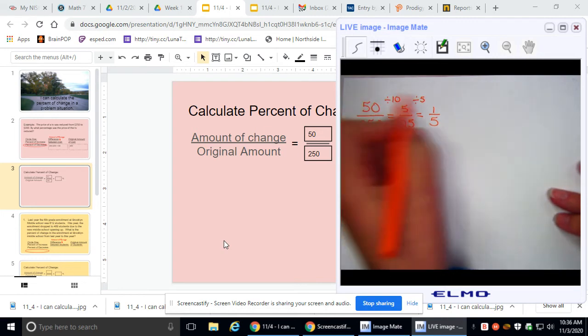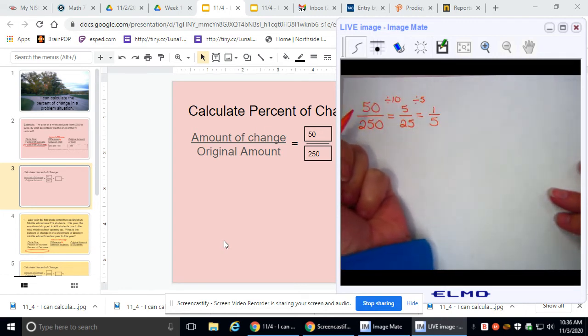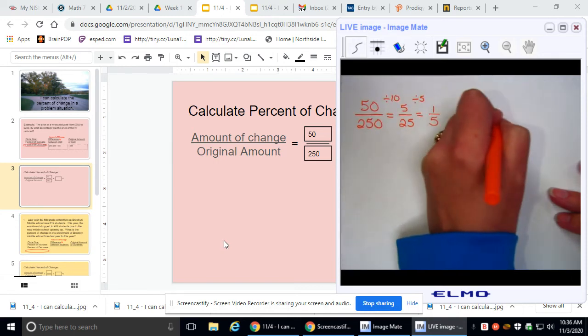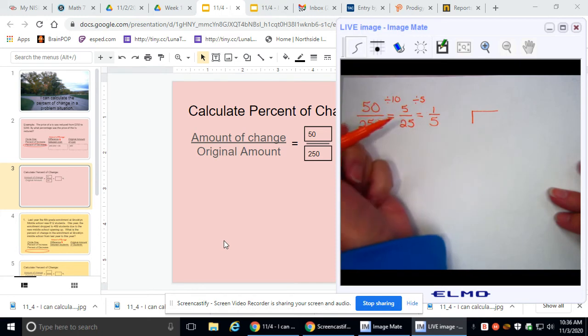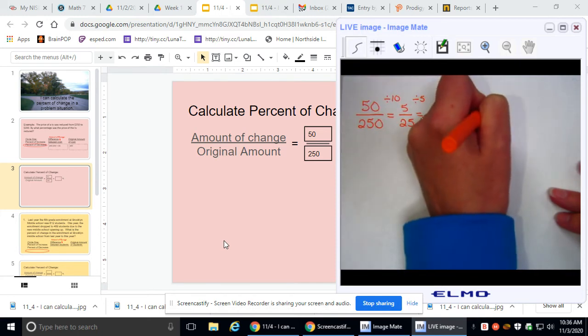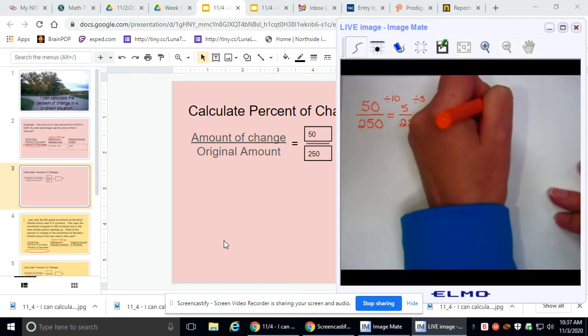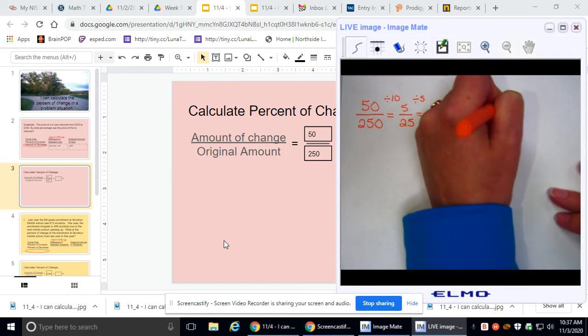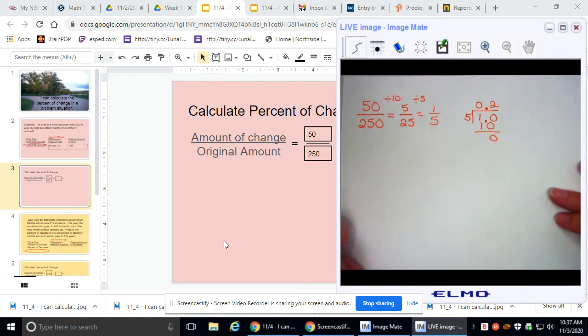From here, I want to change this to a percent. I don't know if it's necessarily the easiest way to do it, but I know it is the one that's going to work every single time, which is to divide. So do what this bar tells you to do and divide 1 divided by 5. Add a decimal, bring it up, add a 0, and so we have 10 divided by 5, which is 2. So 2 times 5 is 10 with a remainder of 0. That's our decimal equivalent.